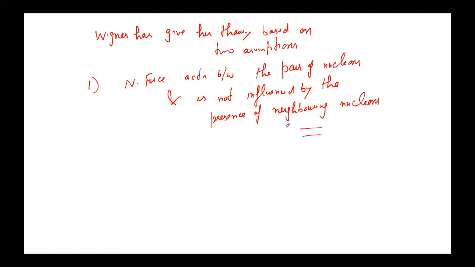Wigner says that the interaction of the nucleons present in any nucleus exists in the form of pairs. So suppose this is our nucleus and there are a number of nucleons present, and the interaction of the nucleons is in the form of pairs, and these pairs do not have any interaction with the pair which is present in its neighbor.